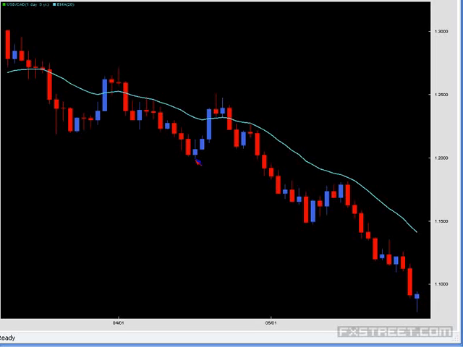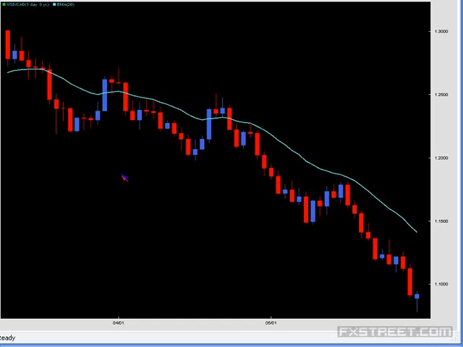1, 2, 3, 4, 5, 6, 7, 8, 9. Actually, it's not 12. There's more than that. There was 12 in the little sequence we did before. Let's count the total number from top to bottom. 1, 2, 3, 4, 5, 6, 7, 8, 9, 10, 11, 12. Did I do that right? 1 through 18, 19 candles. 19 blue total.